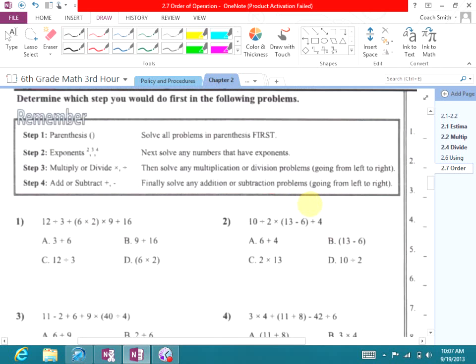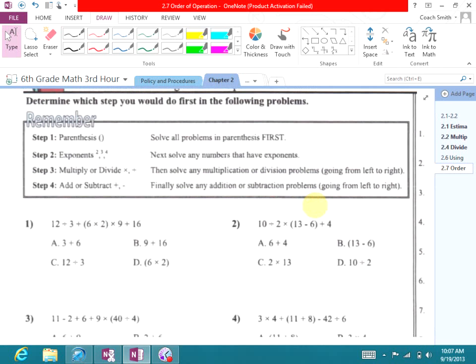Okay. Step 1 says parentheses. Step 2 says exponents. Step 3 says multiply or divide. I like how they put it. And then step 4 is add or subtract. So what we're going to do is, everybody look at number 1.